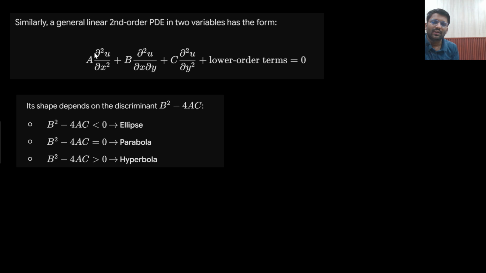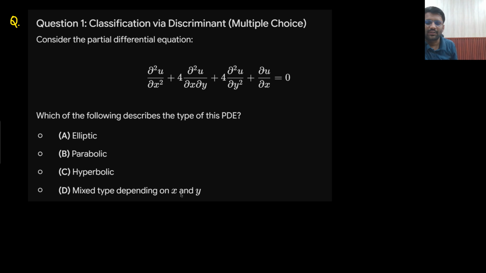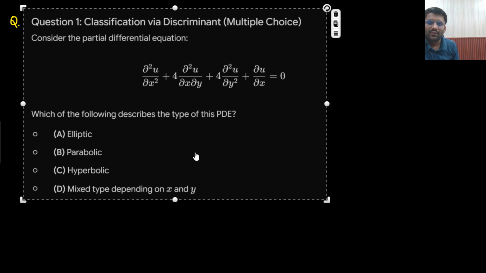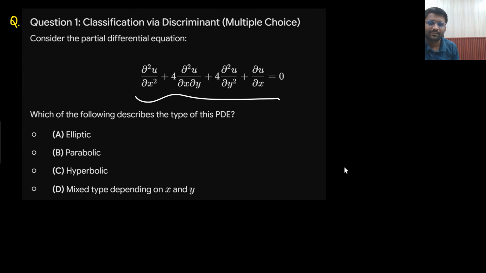What do you need to focus on? Differentiation with respect to x 2 times, differentiation with respect to y 2 times, and differentiation with respect to x and y, which is b. Solve the questions. This question, what would it represent? What is the type of partial differential equation?